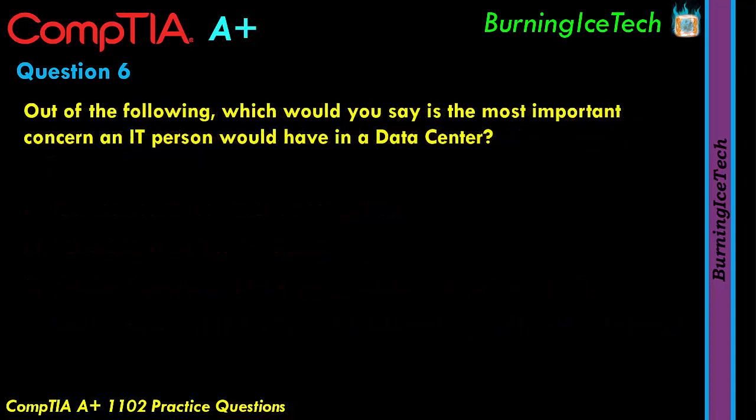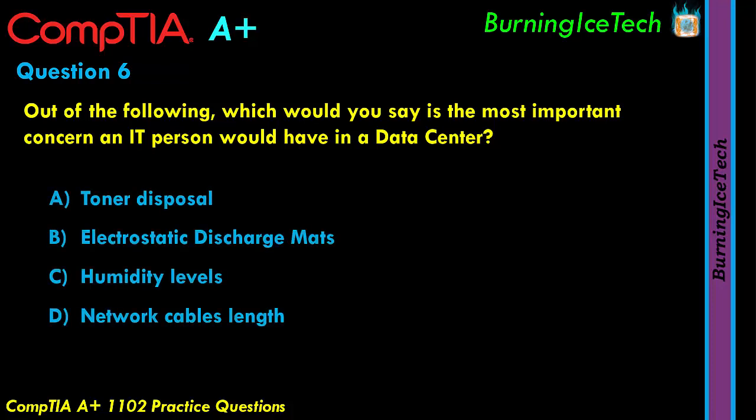Question 6. Out of the following, which would you say is the most important concern an IT person would have in a data center? Looking at the possible answers, guys, toner disposal. So what is toner? That is powder ink for laser printers. A printer is not something you would generally find in a data center, and toner is definitely also not something you're going to find lying around. So that's completely irrelevant to the question.